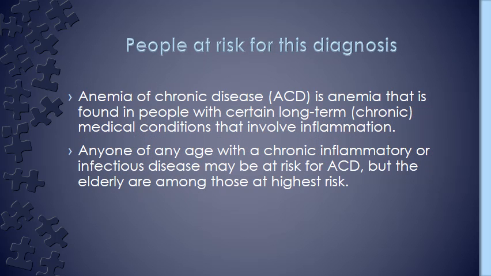People at risk for the diagnosis. Anemia of chronic disease is an anemia that is found in people with certain long-term chronic medical conditions that involve inflammation. Anyone of any age with a chronic inflammatory or infectious disease may be at risk for anemia of chronic disease, but the elderly are among the highest at risk.